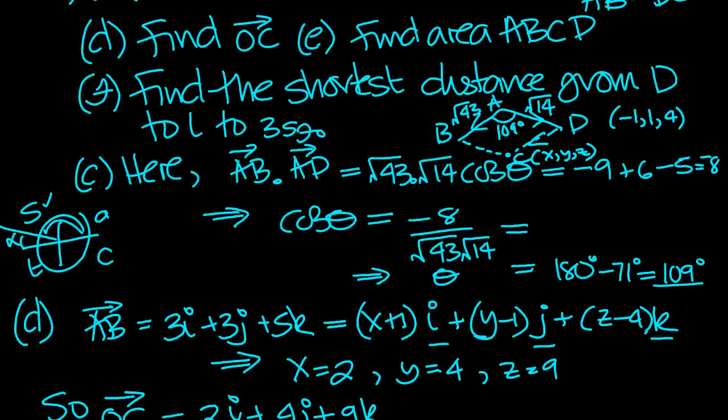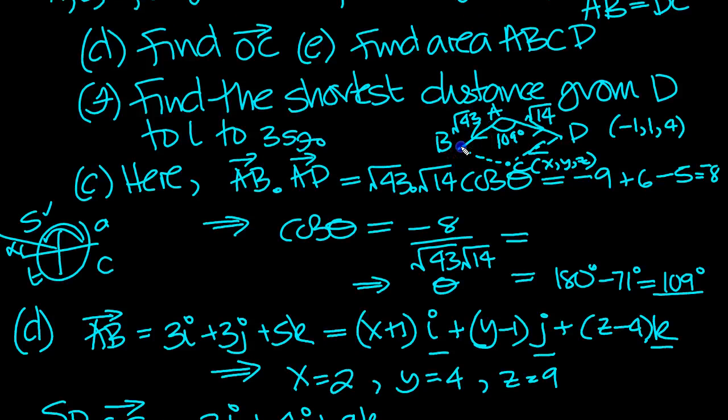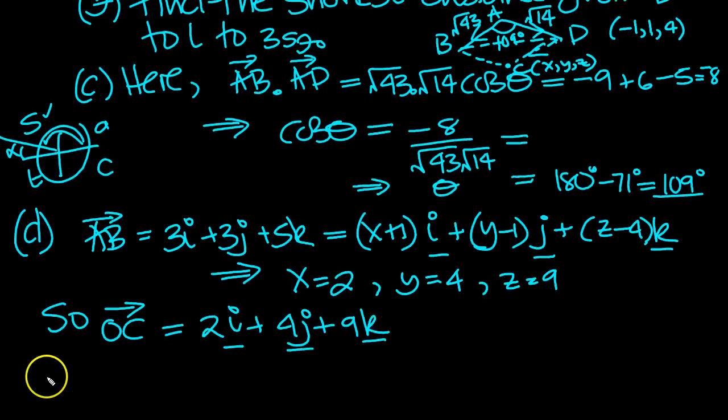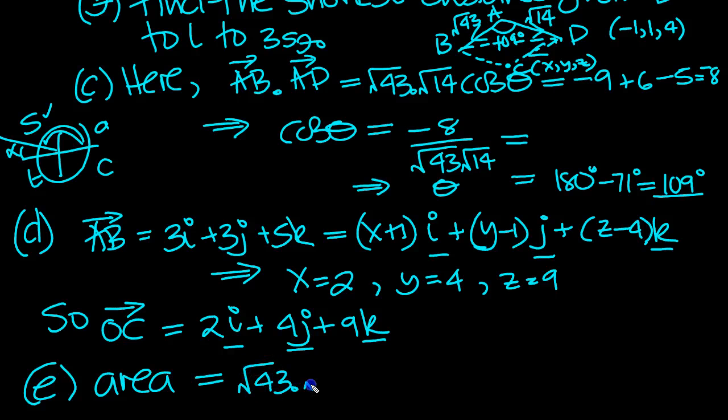Now E, find the area ABCD. Here's our picture. If I drop a triangle out here, you can see parallelogram. It's just the area of this triangle, and they're the same, is a half BC sine of the angle included. And we've just got two exactly the same triangles here, so we can drop the half. So E, area, instead of half BC sine A, it would just be BC sine A, so it's root 43 times root 14 times sine of the included angle 109 degrees.